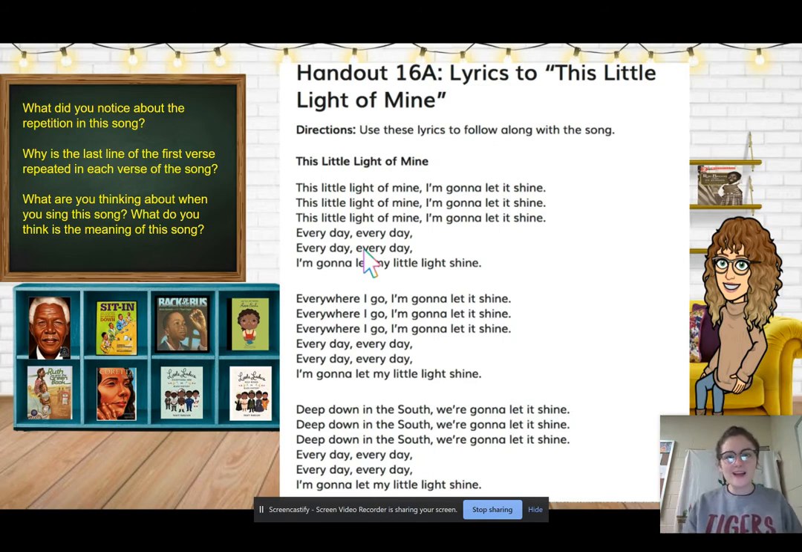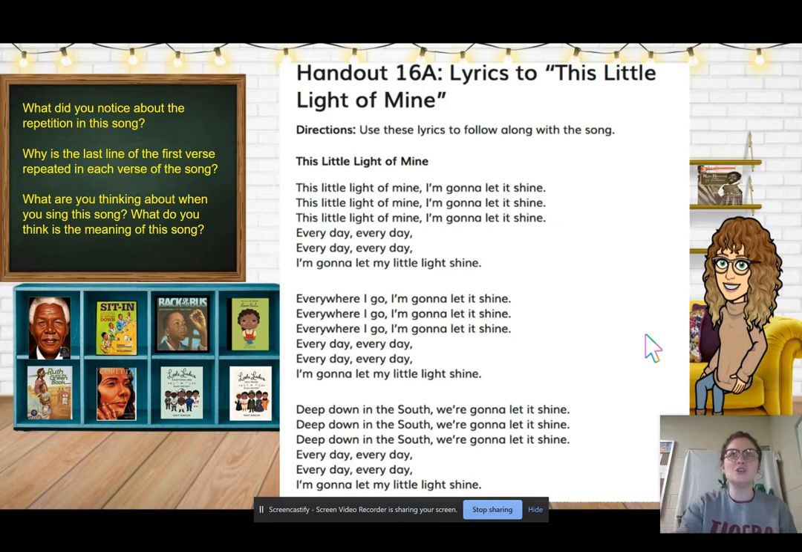So when should we let our light shine? Every day. Why do you think the last line, I'm gonna let my little light shine, why do you think that was repeated in every verse? Why do you think that was repeated? Tell me in the puzzle. So I think this was repeated to help the listener get it stuck in their brain, right? They're going to remember that the message of the song is to let your light shine, to let yourself shine no matter what, right? No matter what happens, you are going to shine.